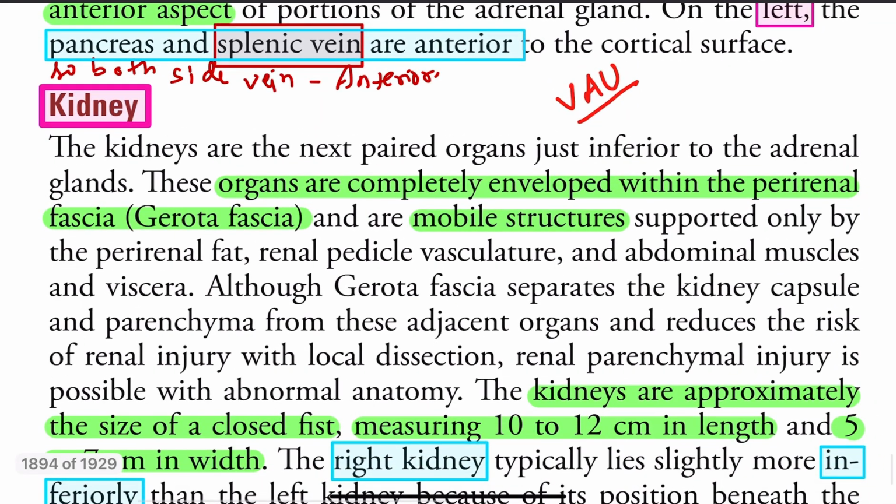So the kidney. The kidney is completely enveloped within the perirenal fascia, that is Gerota's fascia, and it is a mobile structure. Gerota's fascia separates the kidney capsule from the parenchyma and adjacent organs. So the kidney capsule is not equal to Gerota's fascia. Gerota's fascia is covering the kidney capsule.